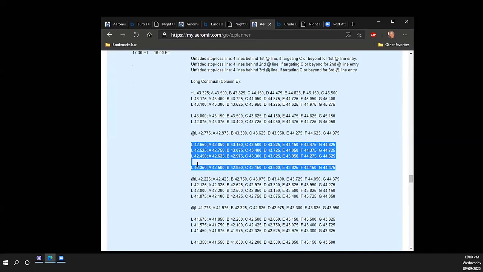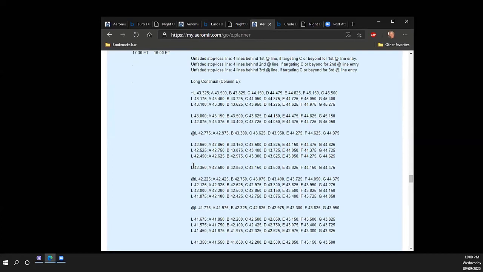42.40 happened to be the low, and that also happened to be the MIT entry for this line. I realize, by the way, some of you don't have MIT on your platform. If you don't, just add an extra tick. So you would have been looking for 42.42 half if you're playing QM, 42.43 for CL. I was looking for 42.40 because I can do an MIT on my platform.